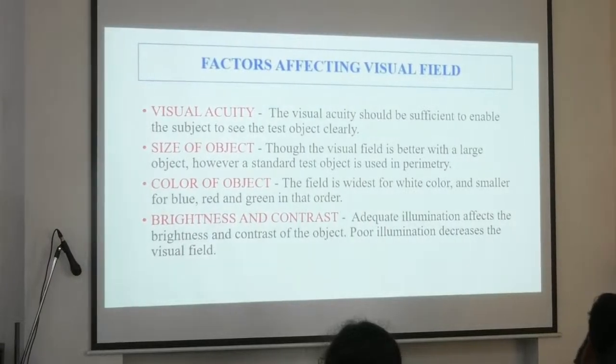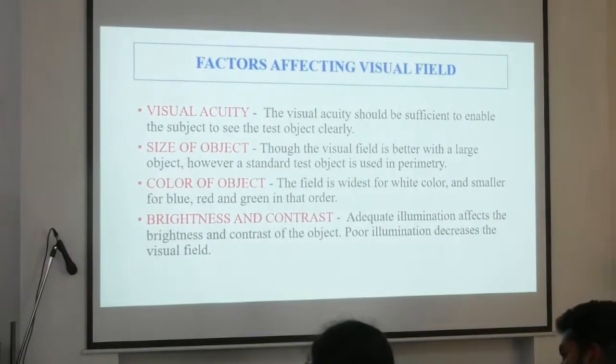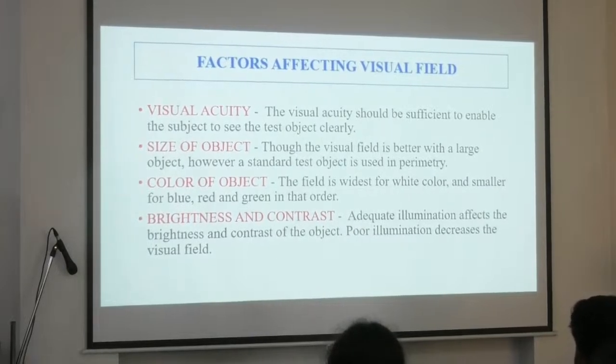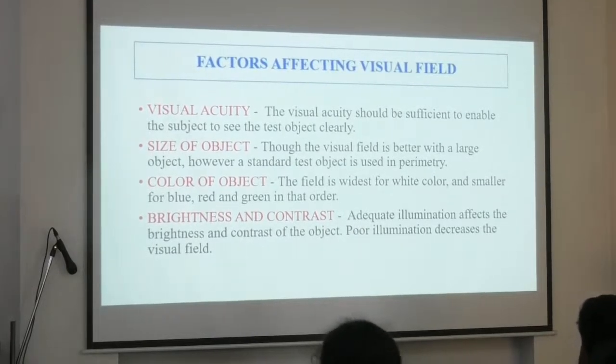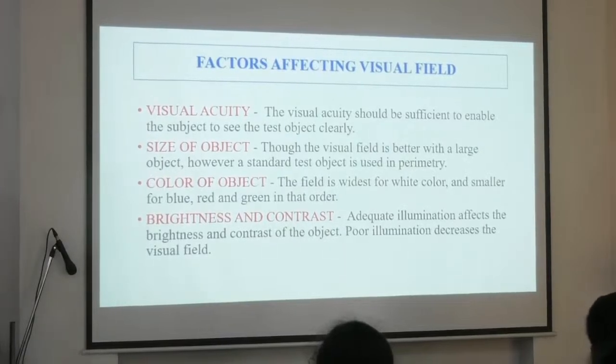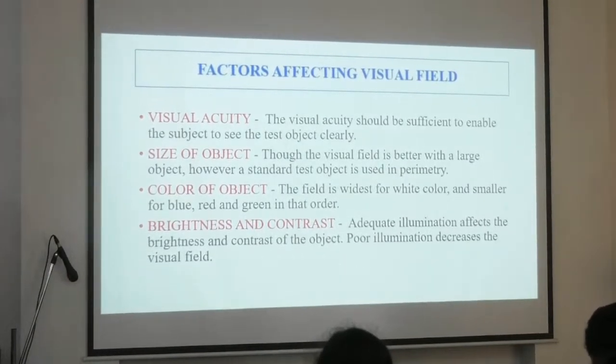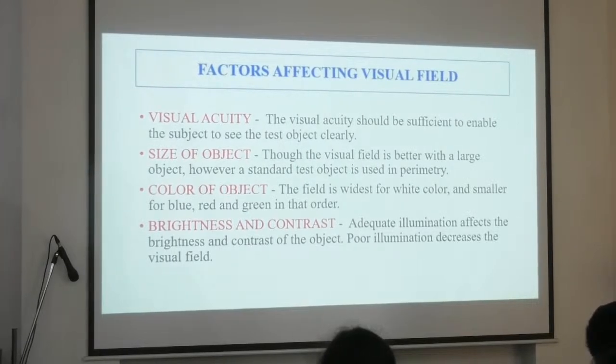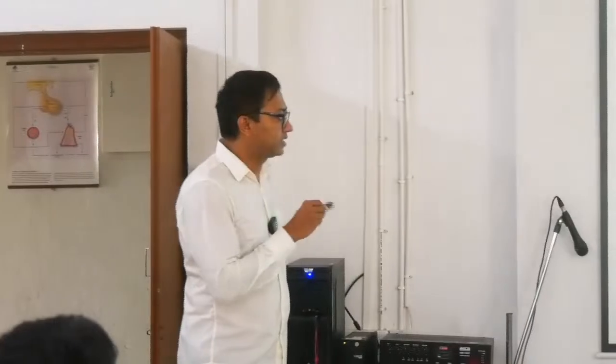Now, what are the factors that can affect your visual field? To measure the visual field, visual acuity should be correct. The visual acuity should be sufficient to enable the subject to see the test object clearly. Number two, size of the object.